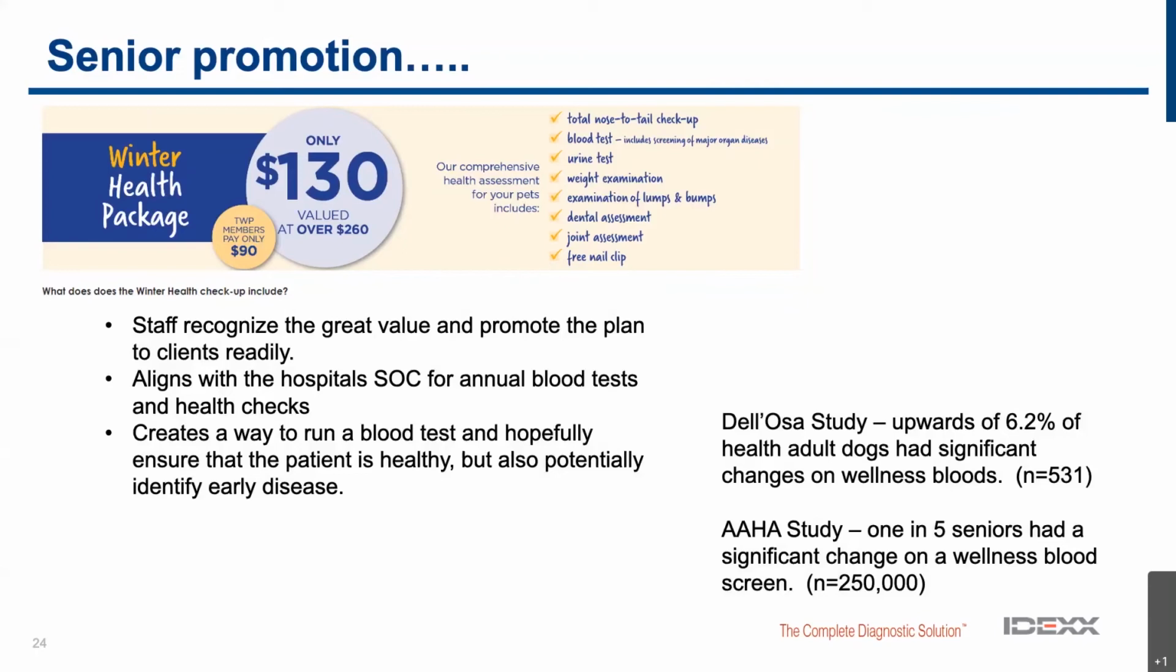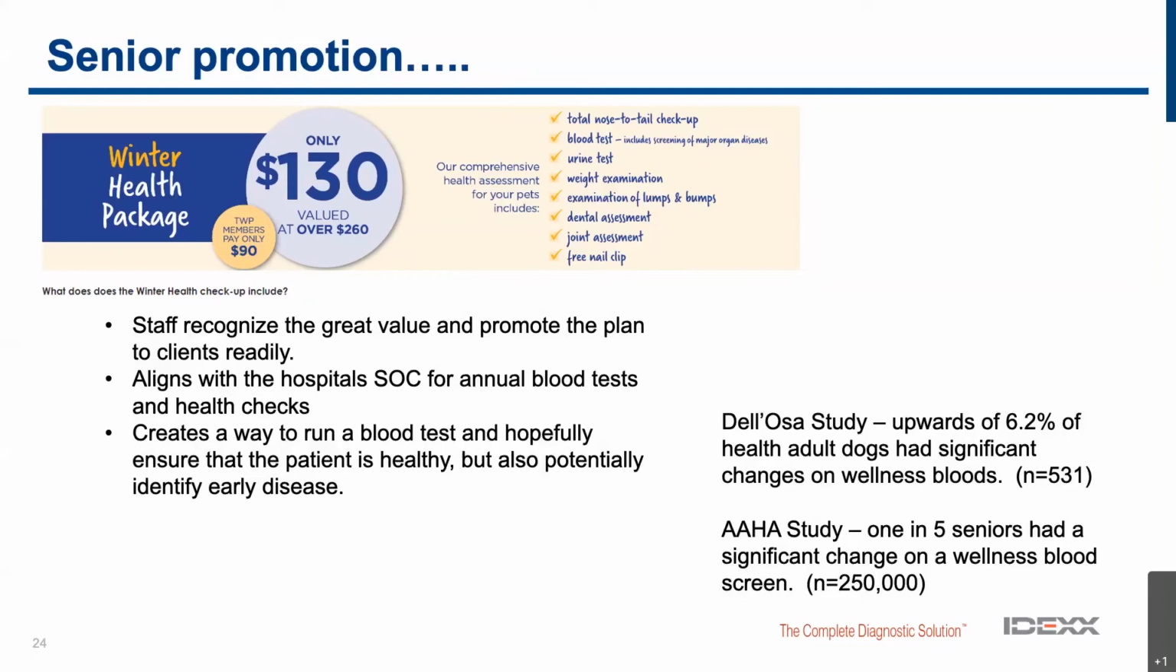And teaching the staff that a negative or a normal result in this situation is actually a really good outcome for us. But if we did find something, then let's take that early opportunity to try and identify it and work on it and ensure that the pets remain as healthy as possible, and that early intervention gives us a better possible outcome. Again, we looked at the evidence. There's good studies. The Delorsa study published in the AVJ had some really interesting numbers of 6.2% of healthy adult dogs had significant changes in wellness bloods.